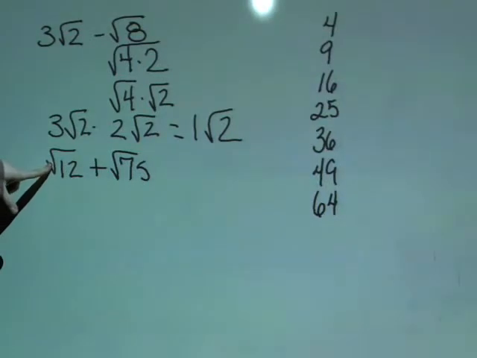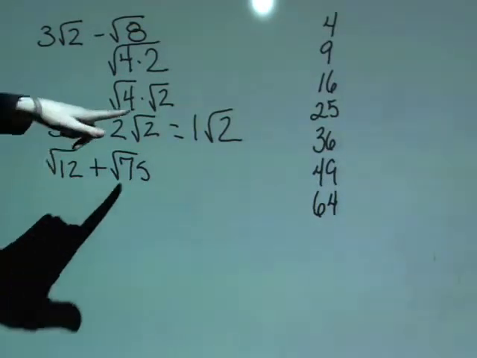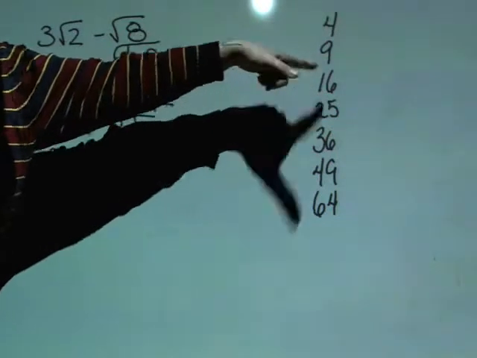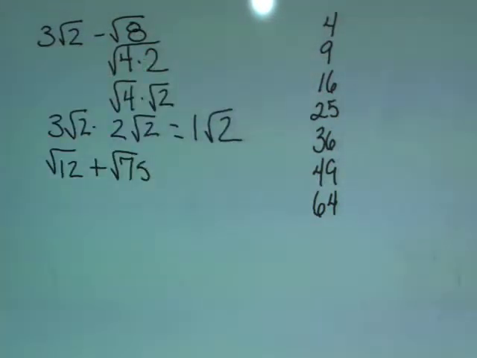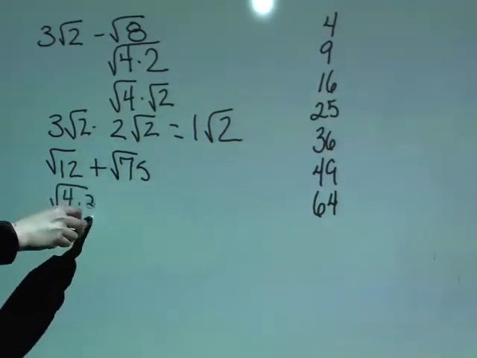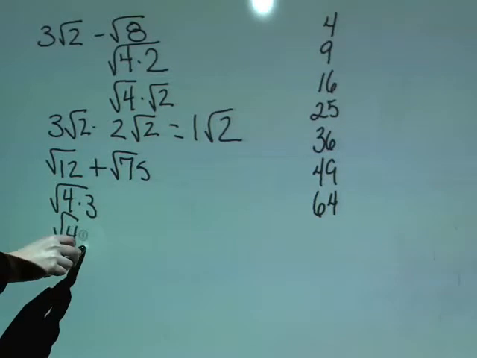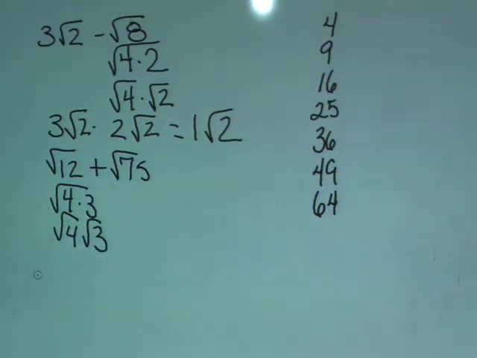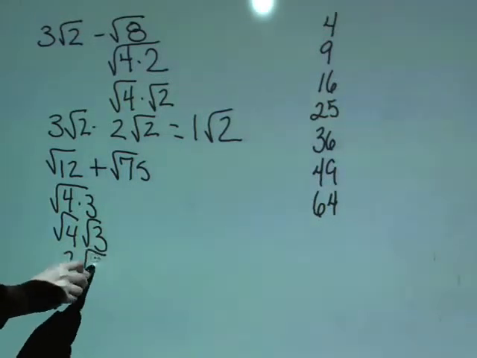Well, there's only 2 numbers we can really pull out of 12 to simplify. That's 4 and 9 because those are the only 2 that are smaller than 12. We know 9 isn't going to come out of the 12, so it's got to be 4 that's going to come out. So we're going to rewrite the 12 part as 4 times 3. Well, when we separate that, root 4 times root 3, we know that that root 4 is going to come out as a 2. So that ends up being 2 root 3.